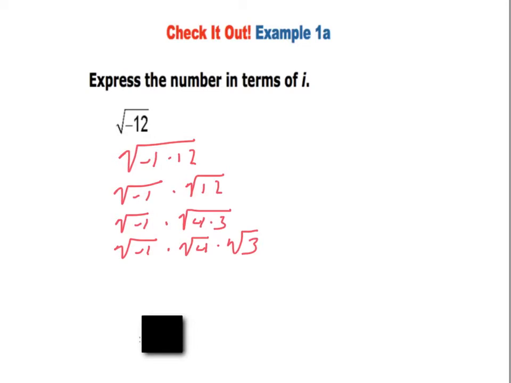Now, we know that the square root of -1 is going to be i. We know that the square root of 4 is 2. So I'm going to write it as 2i times the square root of 3. Let's see if we agree. And do we agree? Yes, we do. Let's go try another.